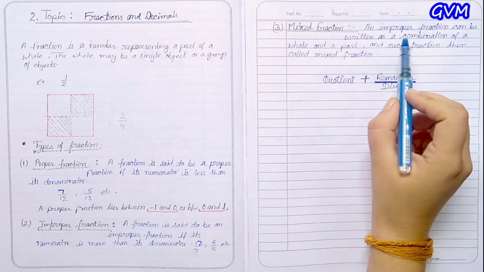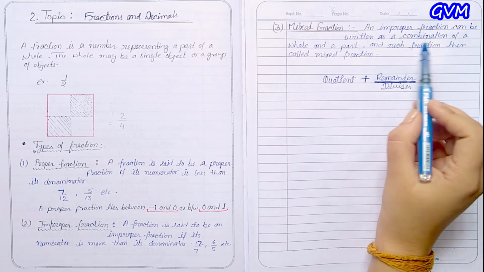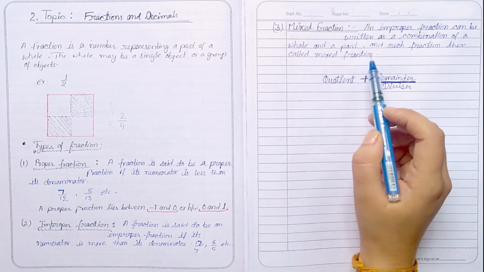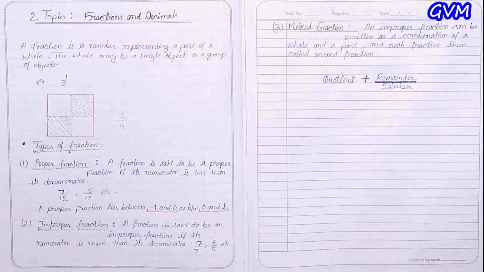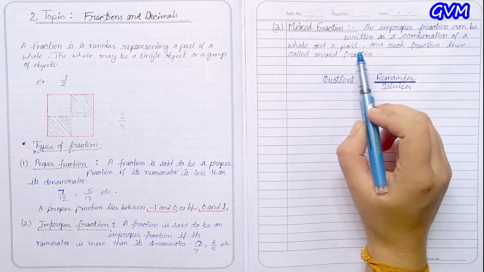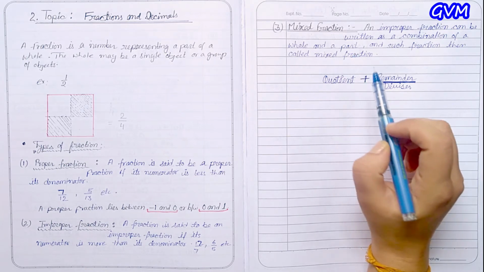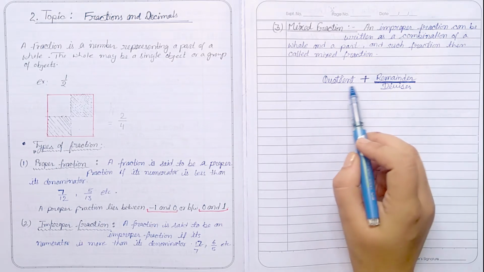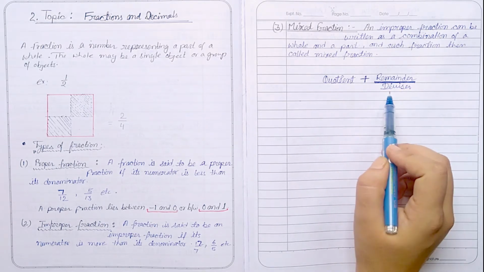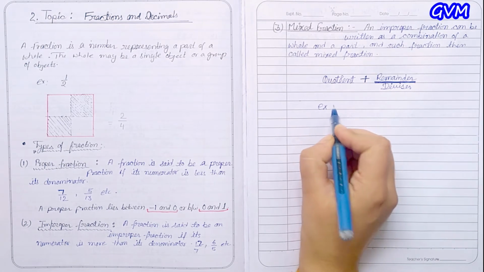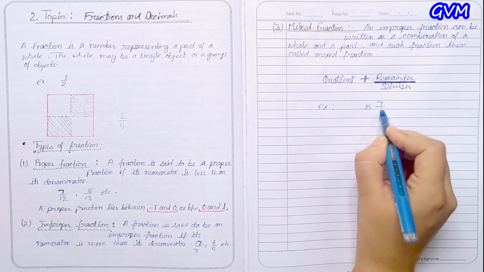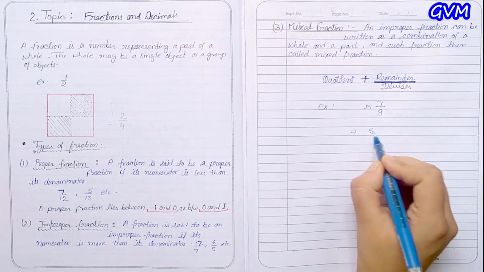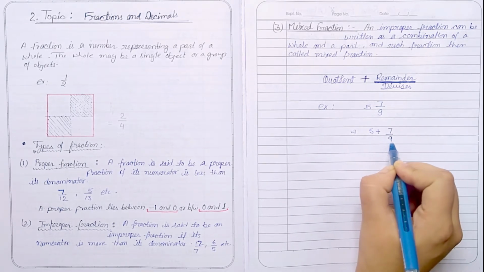So an improper fraction can be written as a combination of a whole and a part, and such a fraction is called a mixed fraction. So mixed fraction क्या होता है? एक improper fraction होता है जिसको whole और part के combination में लिखा जाता है. ओके, और इस combination को हम mixed fraction कहते हैं. किस तरीके से लिखा जाता है? Quotient plus remainder upon divisor. Okay, for example we have 5 7/9. So this is a mixed fraction, and what does it mean? It means 5 plus 7/9.